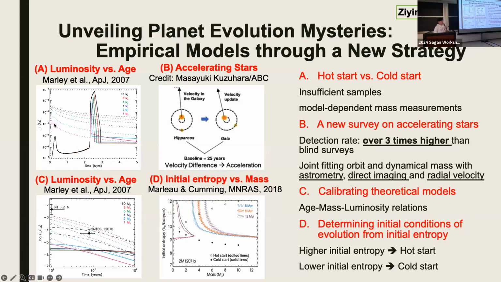Okay. Hello everyone. My name is Ziying Gu from the University of Tokyo. I'm a PhD student and a member of the SKEXAO Spalloo Telescope team. And my topic is about building an empirical model for planet formation and evolution.